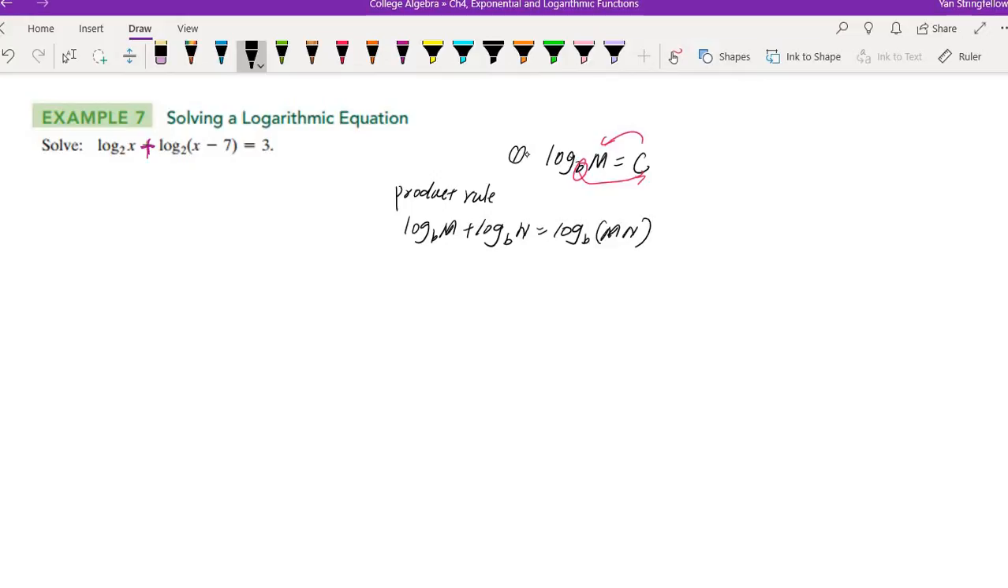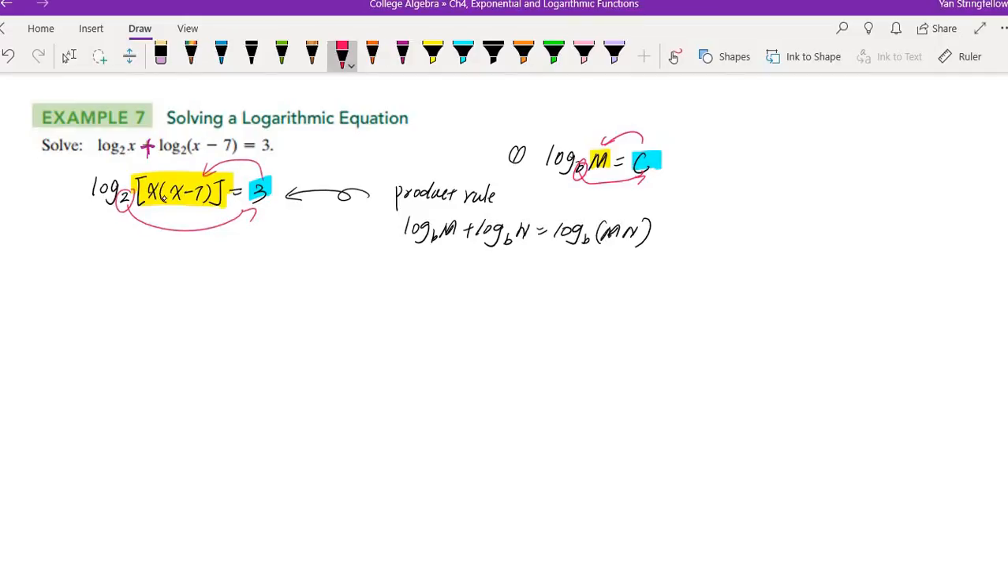So now we look at this, that will be log base 2, we're going to have x multiplied by x minus 7 equal to 3. And then now we actually turn this into the form log base b of m equals c, right? So even though it looks complicated, we can actually do this. Our m is this whole thing, and here is my c, and then my base is 2. All right, so which means now I can use this.